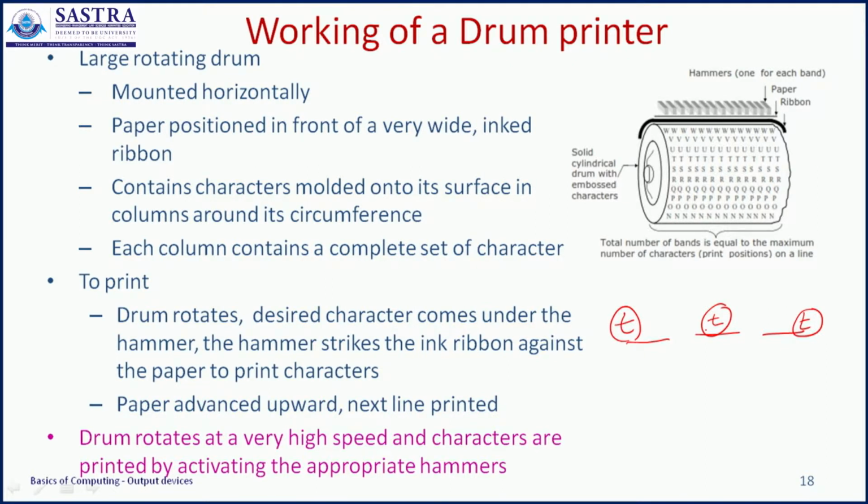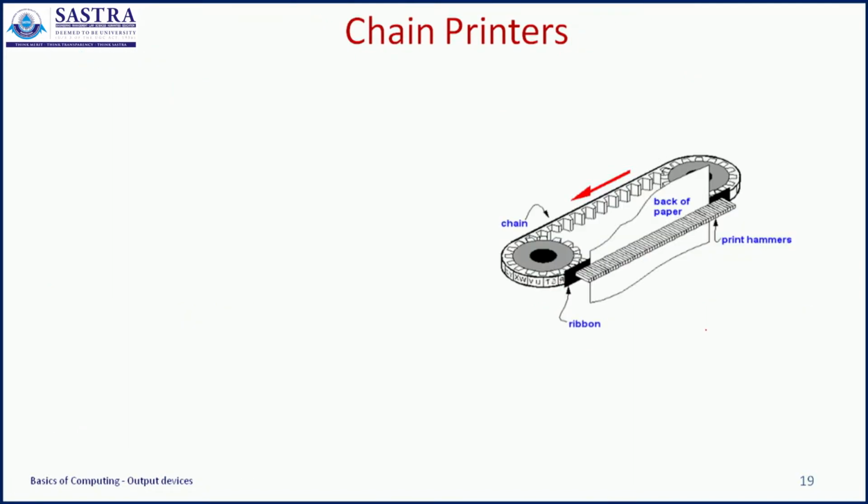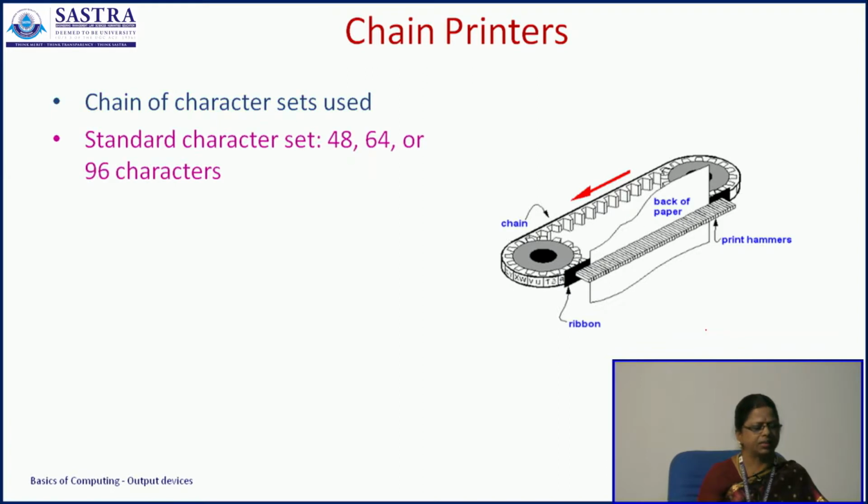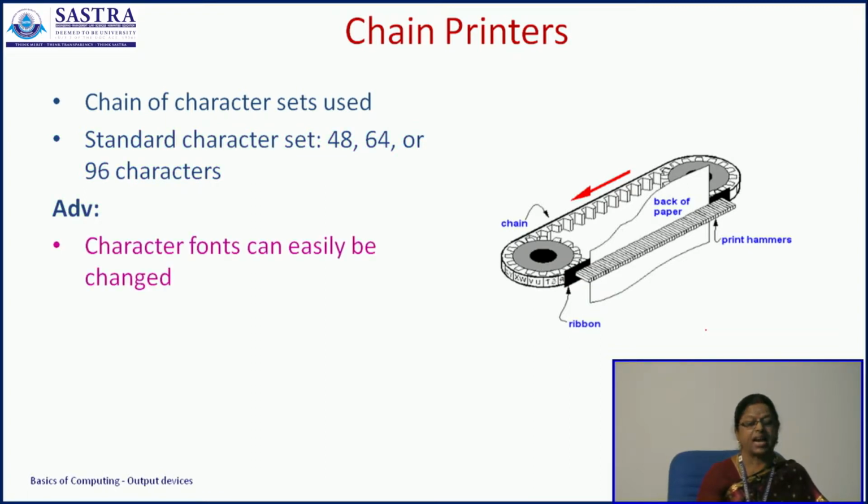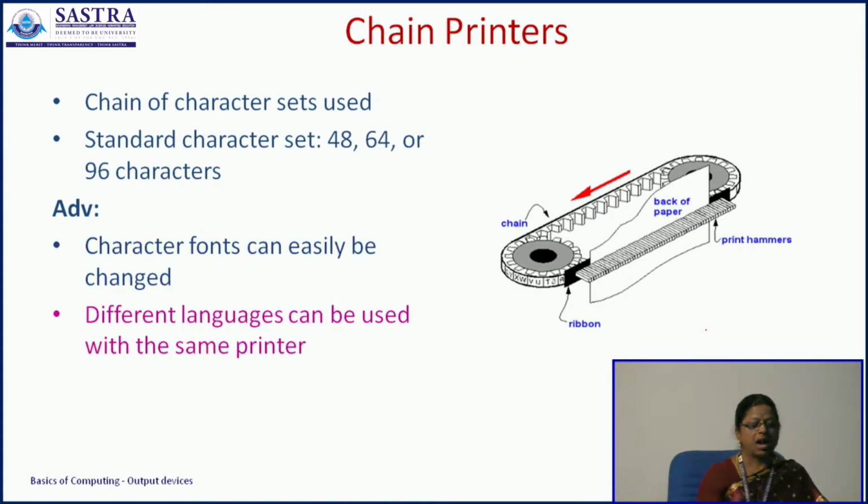The drum rotates at a very high speed and the characters are printed by activating the appropriate hammers. The next set of printers is chain printers. It uses a chain of character sets. Standard character sets are available with 48, 64 or 96 characters. The advantage is that character fonts can easily be changed and different languages can be used with the same printer. When you want to use different languages, it means the chain has to be changed corresponding to that language.